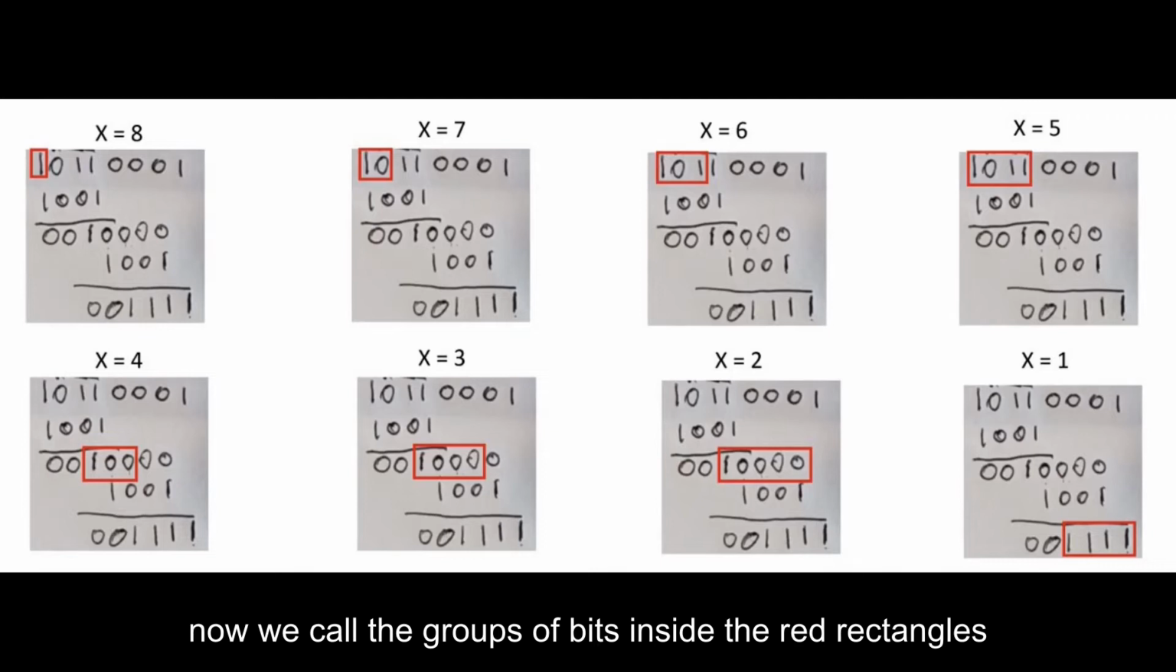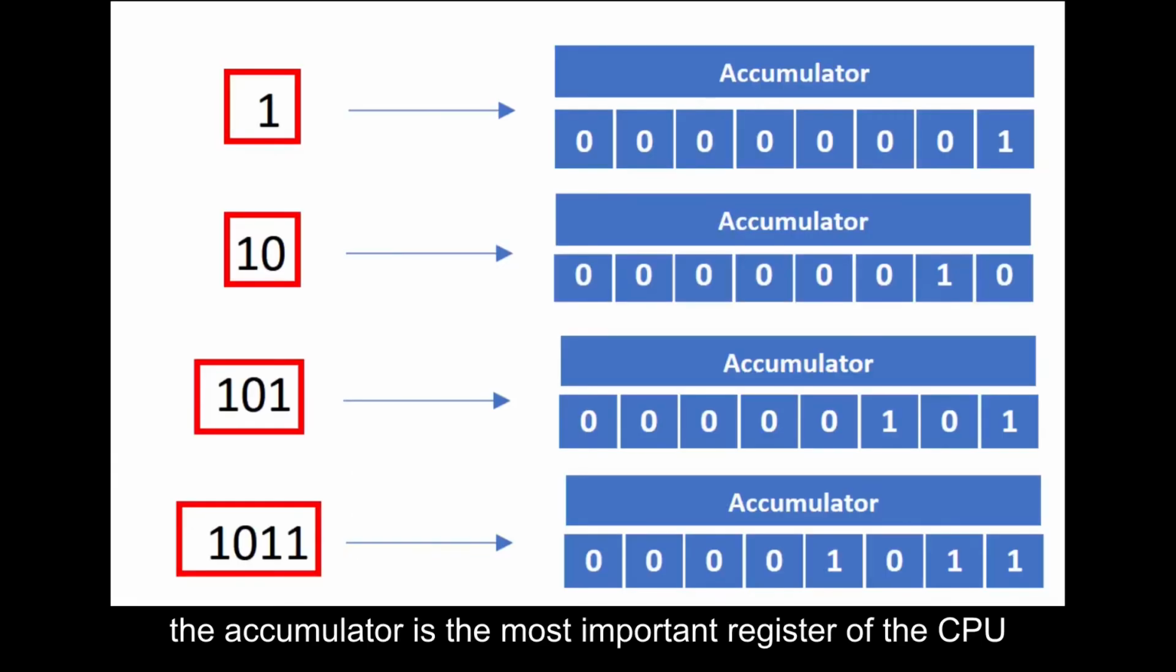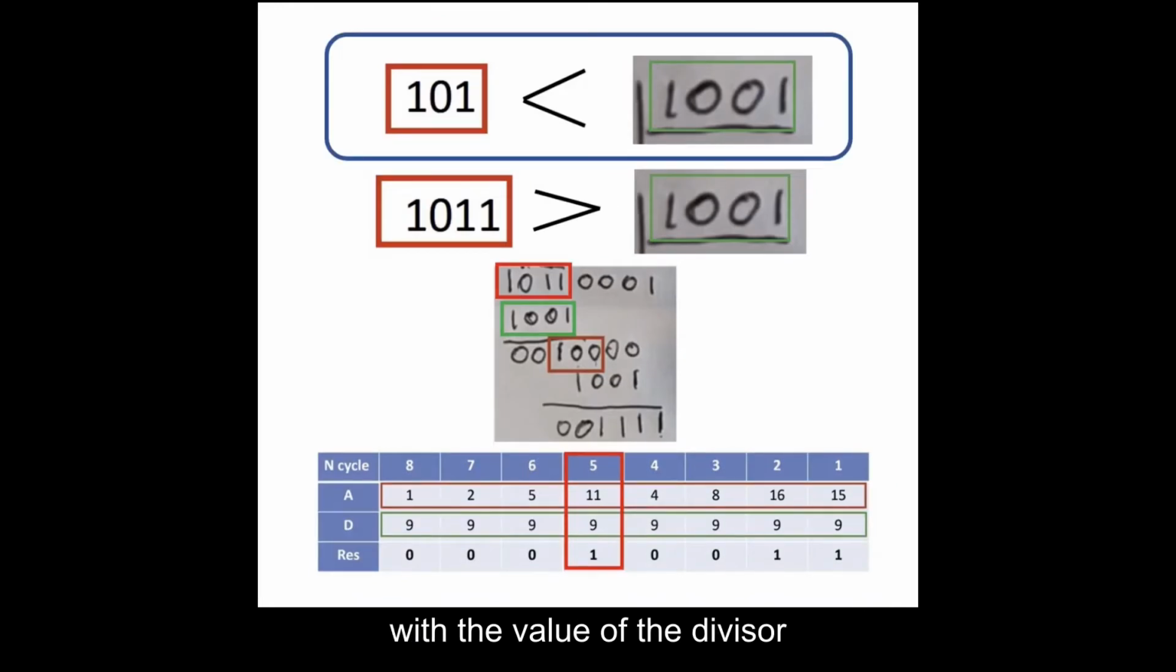Now we call the groups of bits inside the red rectangles the values inside the accumulator. The accumulator is the most important register of the CPU. It's the register where we can compare values, we can add values, and we can subtract values. So we can compare the value of the accumulator with the values of the divisor.